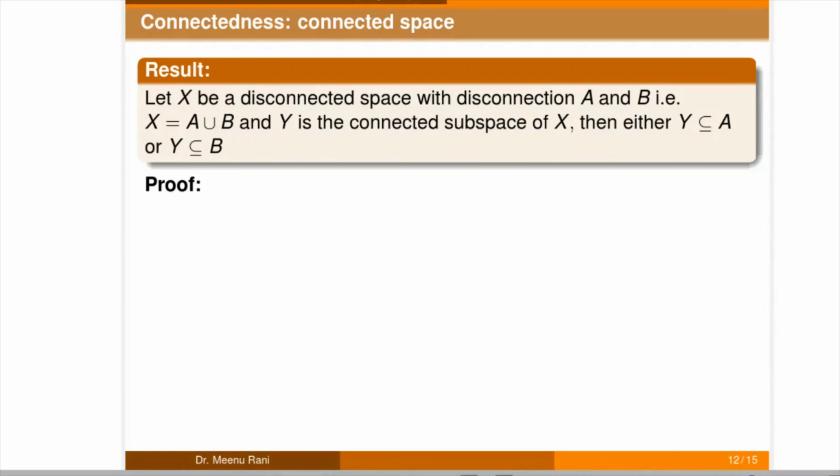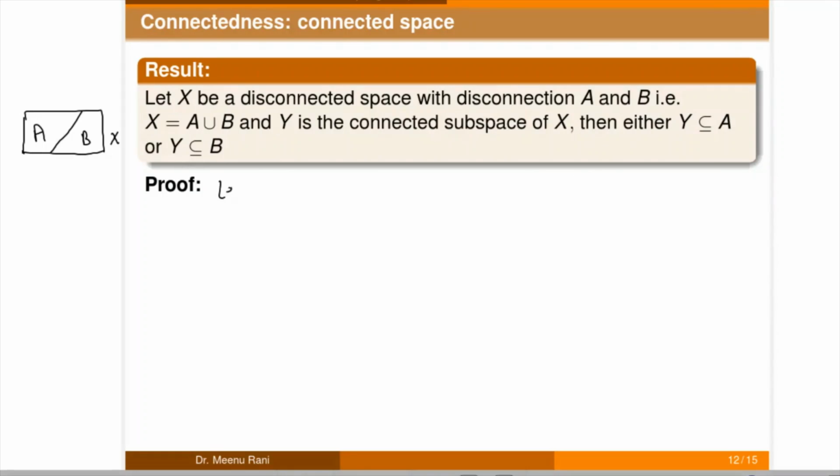Now in this result we have that X be a disconnected space with the disconnection of A and B, that is X can be written as a union of two disjoint separated sets, or we can say that these are two disjoint non-empty open sets, and also we can say closed sets, and Y is a connected subspace of X, then either Y is contained in A or Y is contained in B. So here, if X is a disconnected space and disconnections of X are A and B, and Y is a connected subspace of X, then we have to prove that Y is contained in A or Y is contained in B.